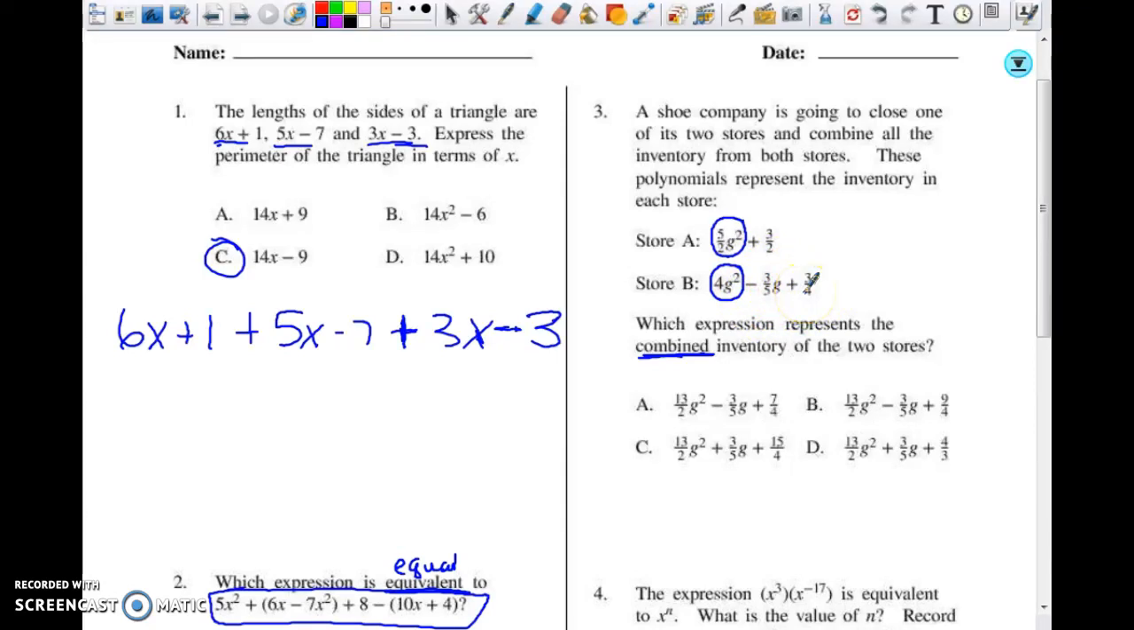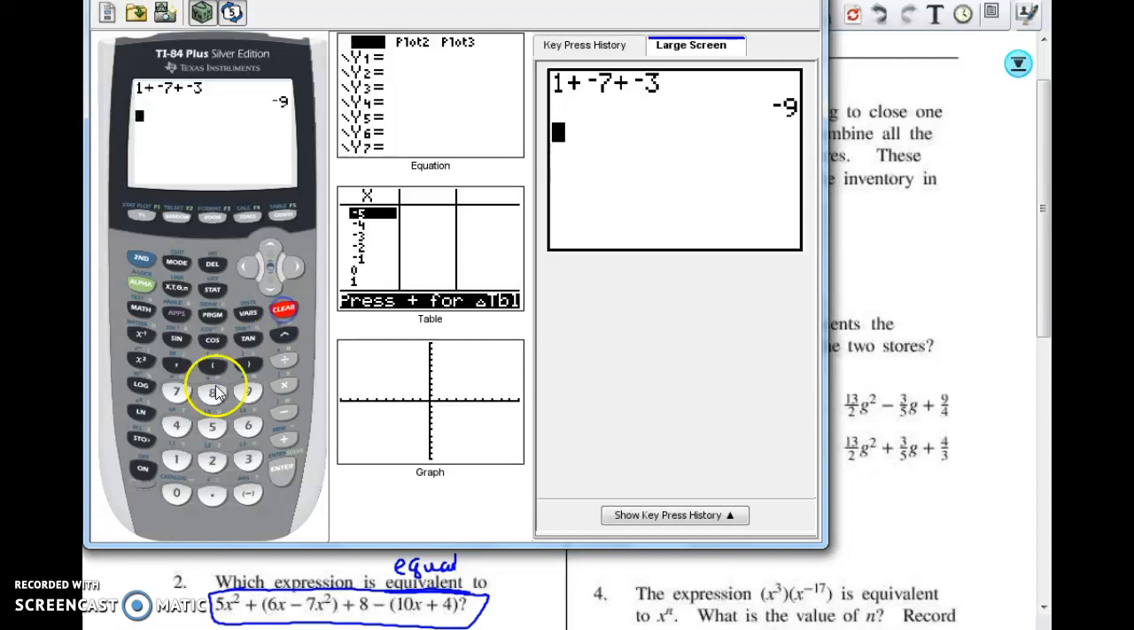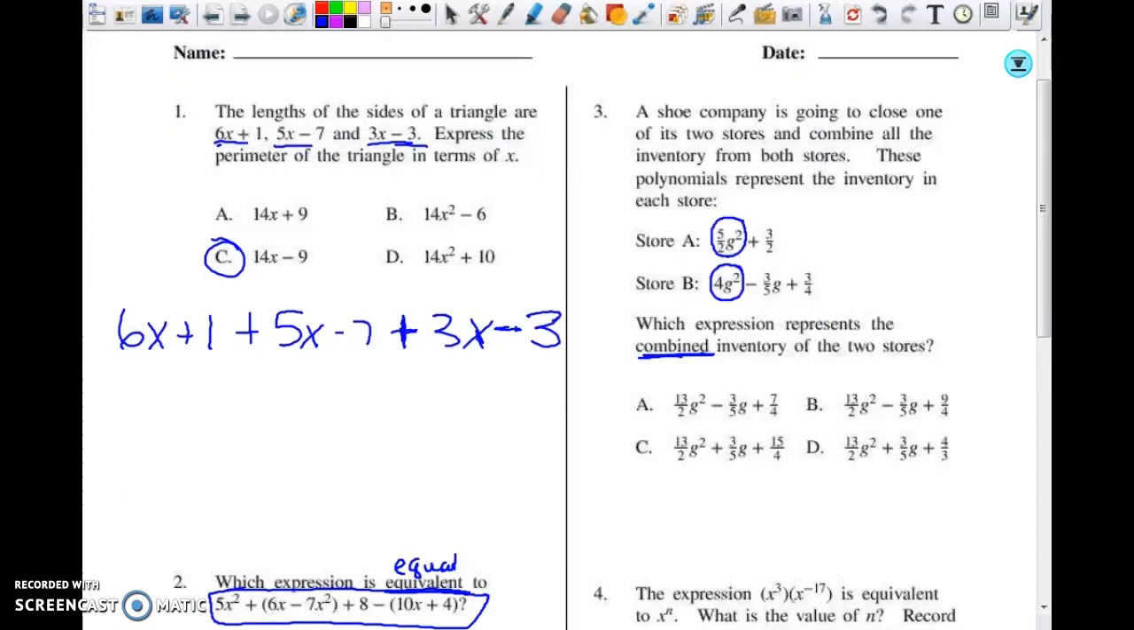Okay, so real quick, we're combining, you're adding. If you have 5 halves here and 4 there, what does that give us? So we can do it in this calculator. Oops. 5 halves. Remember, put in parentheses because it's a fraction. Plus 4. And do math, enter, enter. That gives me 13 halves, 13 over 2. So I should have 13 over 2 g squared, right? So I'm looking for that in my answer choices. Okay, that doesn't do me any good. They all have that option.